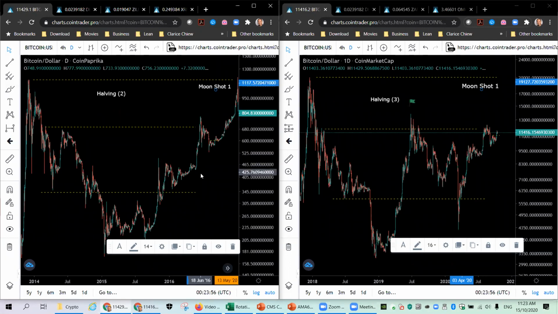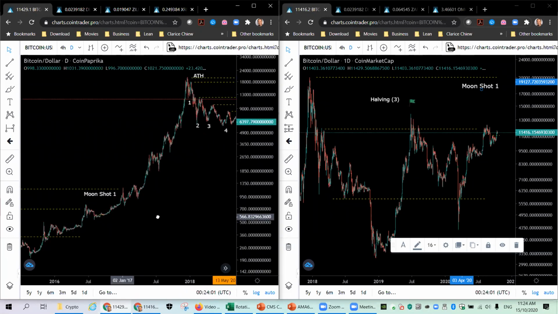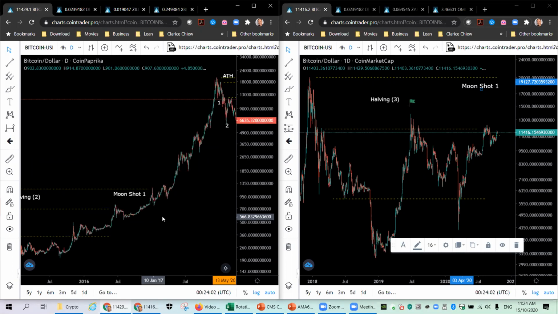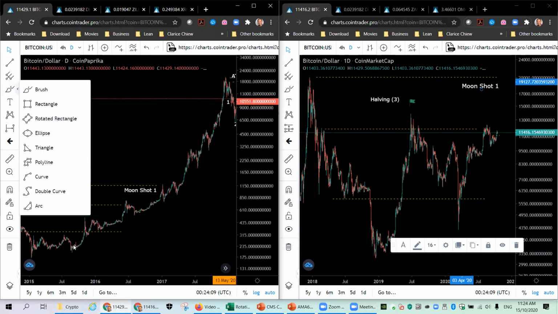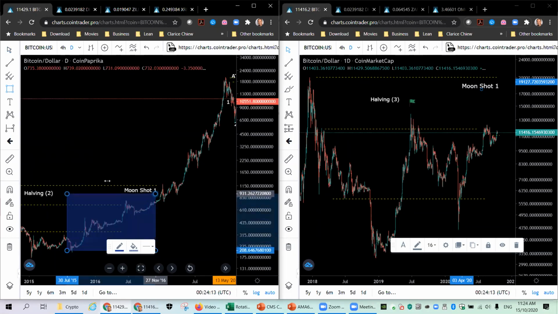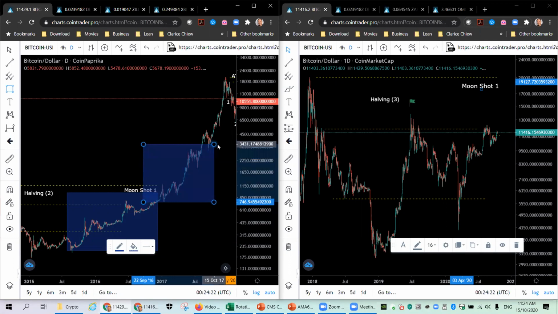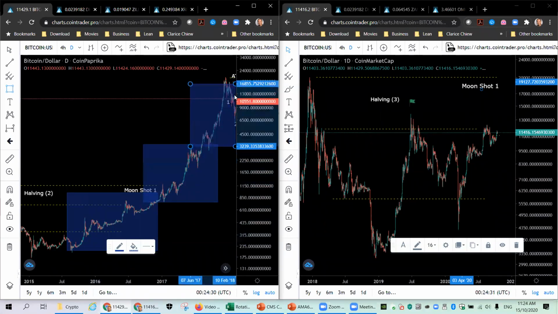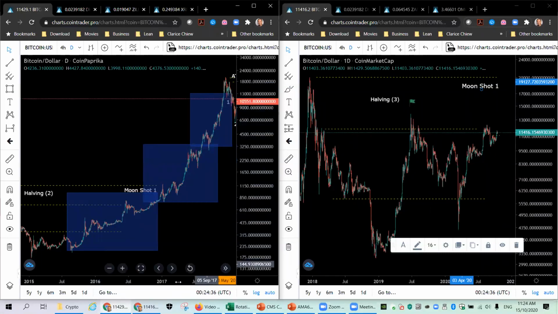Why? Well, it's because in every moonshot, here is Moonshot 1 for the Bitcoin, halving number 2. So let's identify, for example, here's the Moonshot 1, right? And if you draw the same type of box, here is the Moonshot 2, right? That will be the same box over here. And if you draw the third box, it'll be the Moonshot 3. Right? That's the Moonshot 3. Right. So here's a learning for all of us.